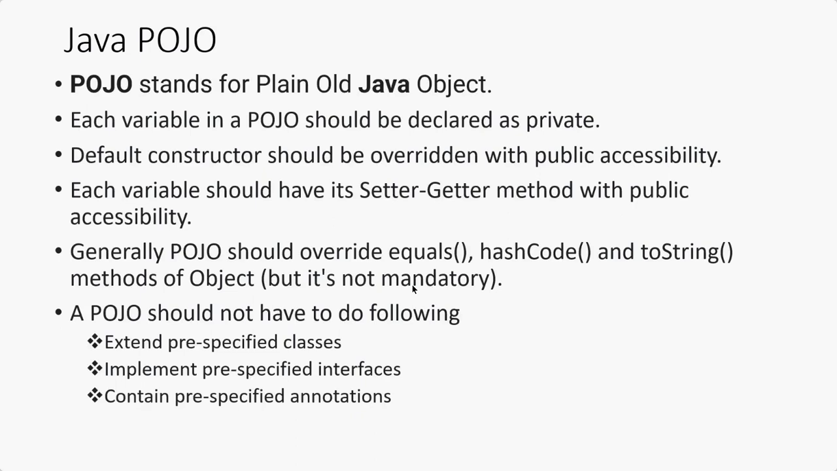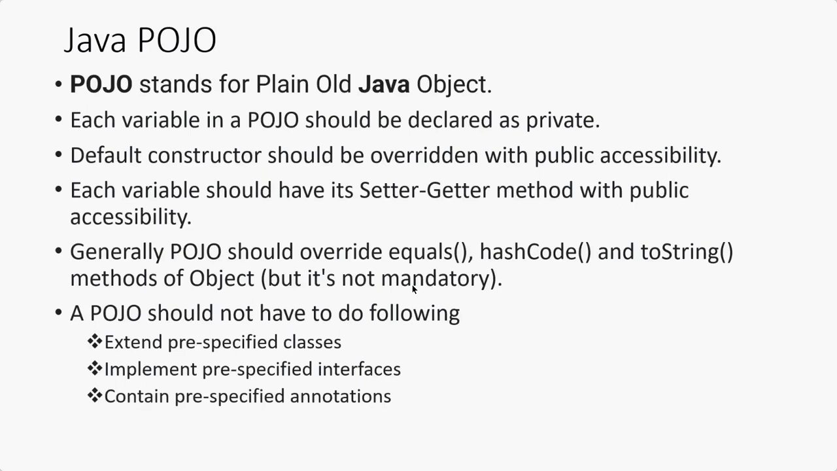So let us look at what this POJO is. As you know, POJO stands for plain old Java object. It's a simple Java object. In a POJO, each variable should be declared as private. All the member variables should be declared as private. It is also called encapsulation. It should not be public. The data should be private. The default constructor should be overridden with public accessibility.